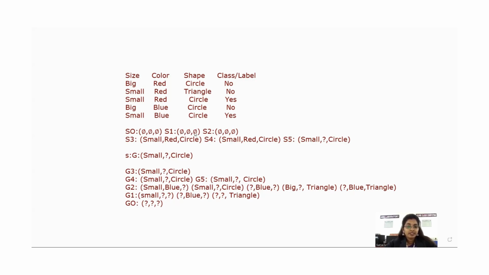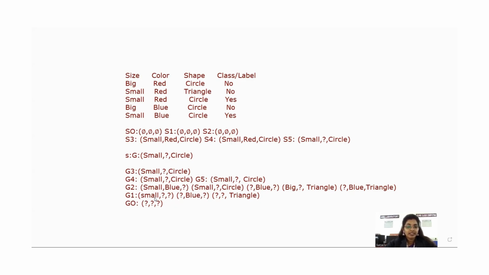Why am I mentioning it as null? Because if you compare null and big, null and red, and null and circle, then you have to write null. There is a rule: when comparing null and some value, you have to write the null value. So I'm comparing these and writing the null value. Initially I started with S1 and S1 is over. Once S1 is over, we have to move on to G1. Then only we move to the next example.